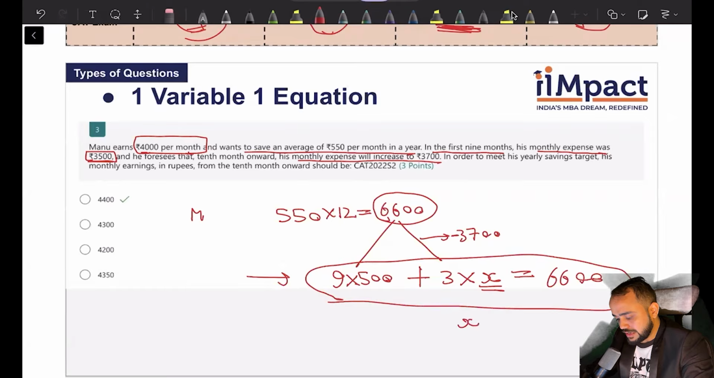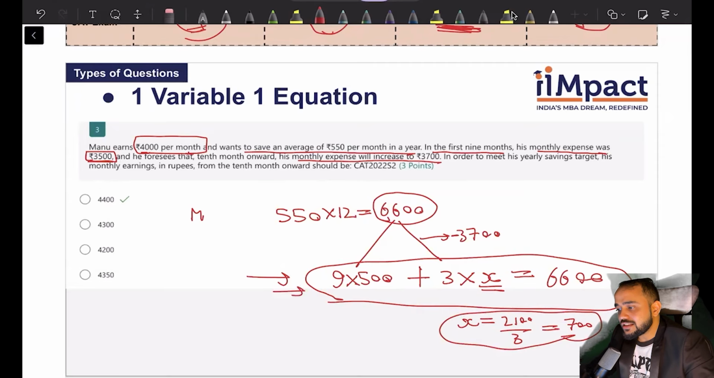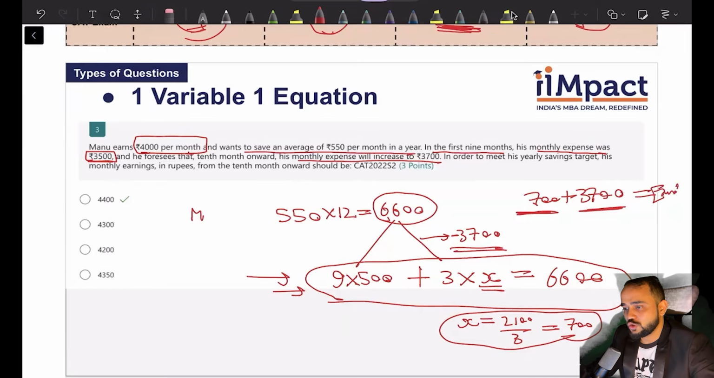This will give you x as 6600 minus 4500, which is 2100 divided by 3, which is equal to 700. Once you get to this, it is easy. Now x is what? My savings when my expenses were 3700, which means my earning should be 700 plus 3700. My savings plus my expenses should be equal to my earnings. So your answer will be 4400.